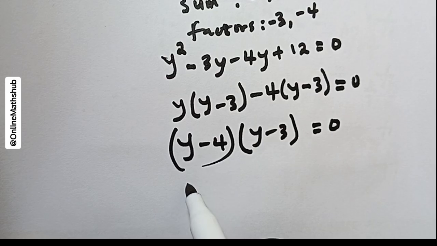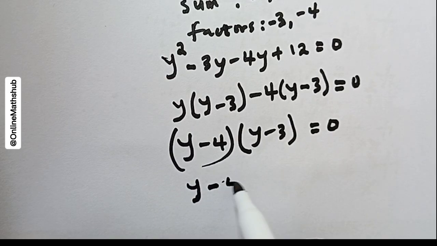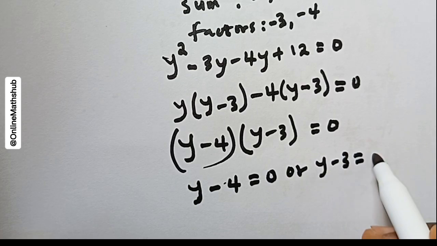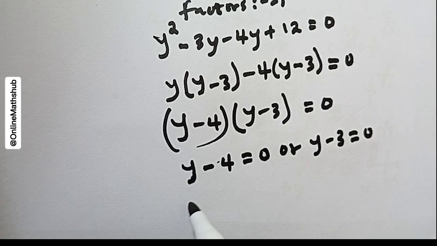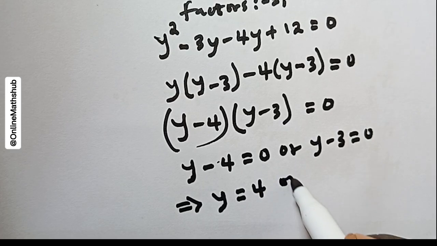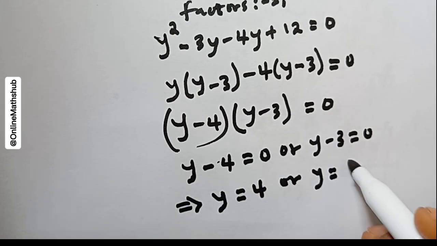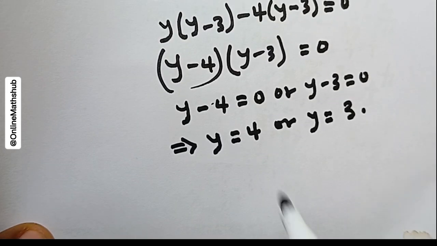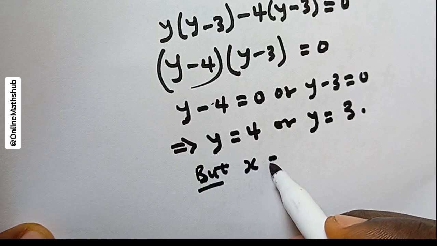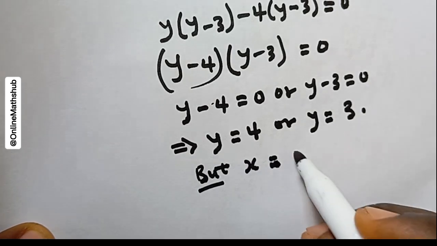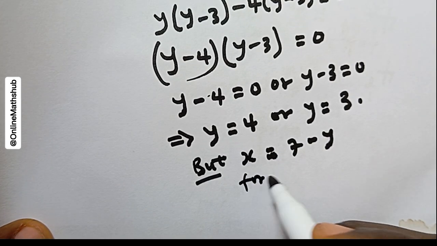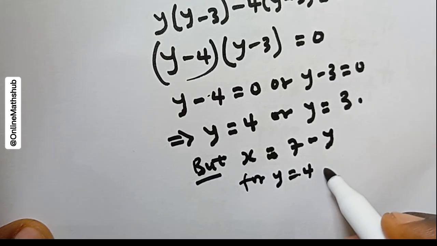So using the zero product rule, it is either y minus 4 is equal to 0 or y minus 3 is equal to 0. And for both cases, this will imply that y is equal to 4 or y is equal to 3. So this is what we have. But then don't forget that we actually set our x to be equal to 7 minus y.